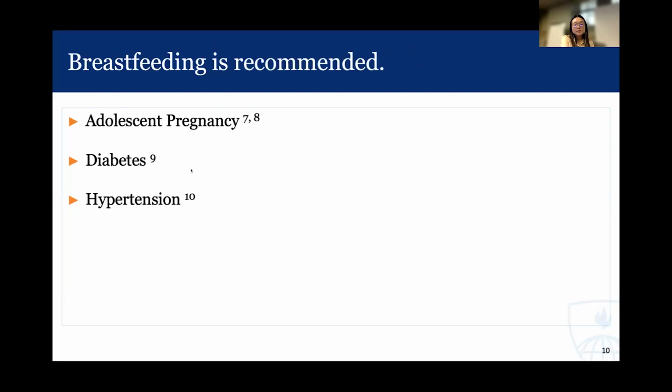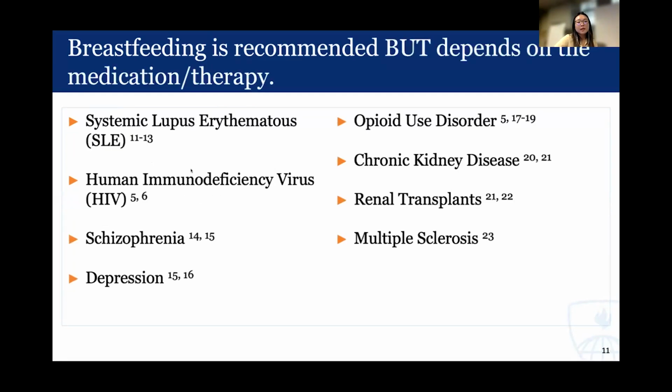In high-risk pregnancies where breastfeeding was recommended, this included adolescent pregnancy, diabetes, and hypertension. In cases of diabetes, there are proven special benefits to the breastfeeding person, such as a lower risk of developing type 2 diabetes, because when lactating, the body has an improved ability to process sugar and insulin. The third category was high-risk pregnancies where breastfeeding was recommended, but dependent on the medication and the therapy used by the pregnant person to manage their condition. This category was focused on the risk of the infant absorbing that medication through the breast milk and the adverse outcomes when that medication was absorbed.